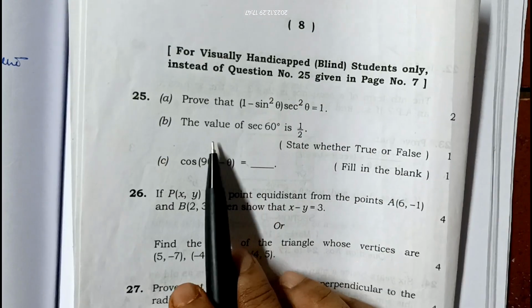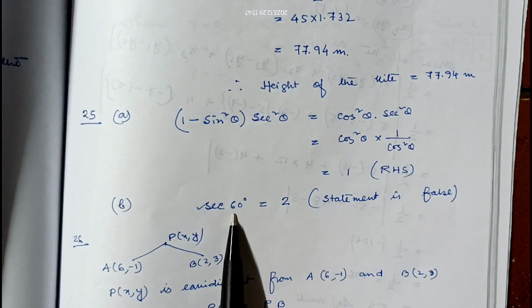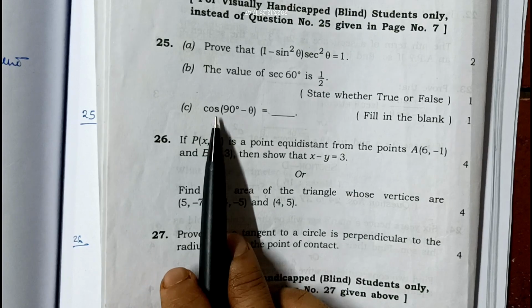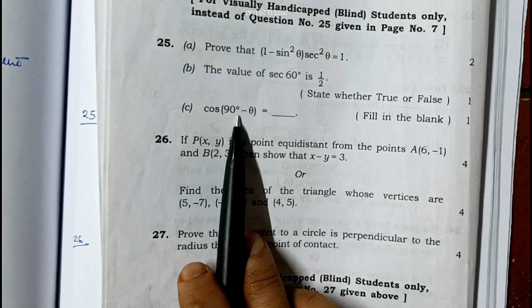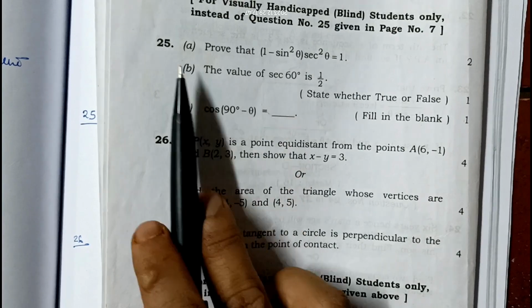Second part is, in question number B, it is given the value of sec 60 is half. We know sec 60 is 2. Therefore, the given statement is false. Part C, it is given cos of 90 minus theta. We know cos of 90 minus theta is sin theta. So here the answer will be sin theta. So we have done up to 25.